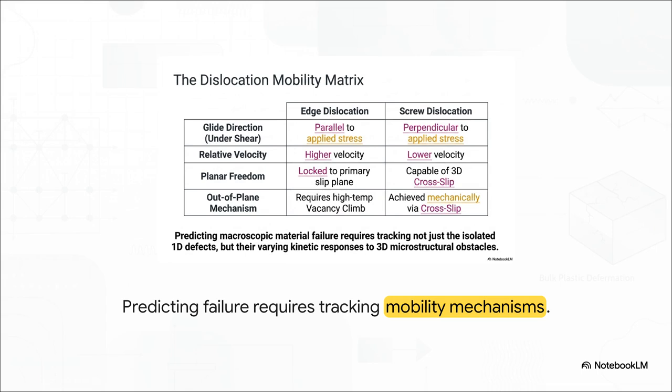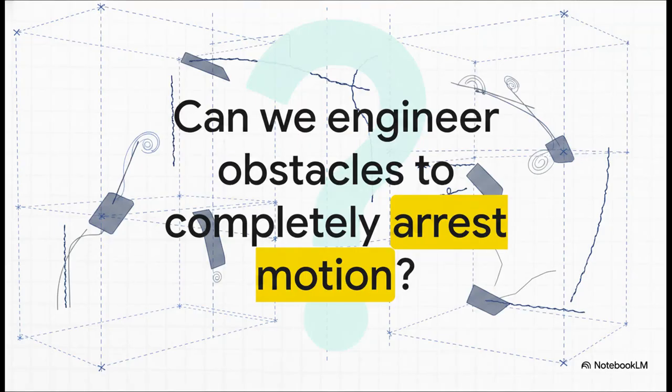As this matrix overview confirms, accurately predicting macroscopic failure isn't just about knowing these dislocations exist. It requires materials experts to meticulously track how all of these vastly different mobility mechanisms interact with 3D microstructural obstacles simultaneously. It's like a giant, incredibly complex puzzle. Which leaves us with a pretty compelling final thought for today's explainer.